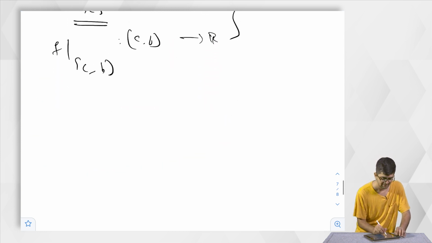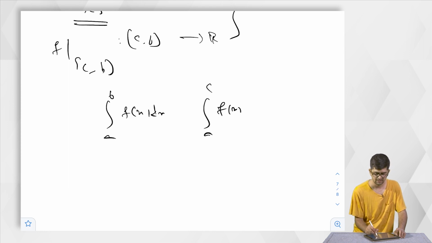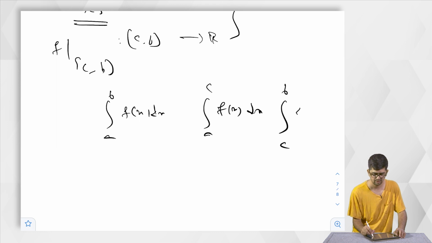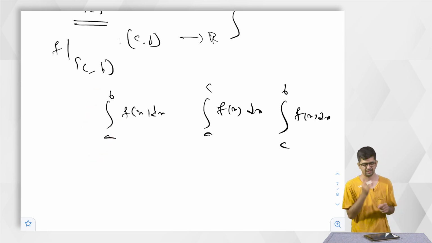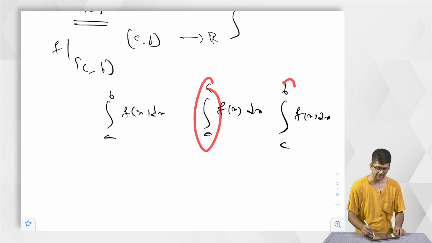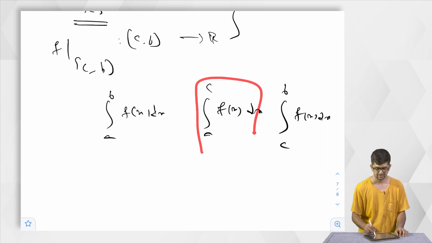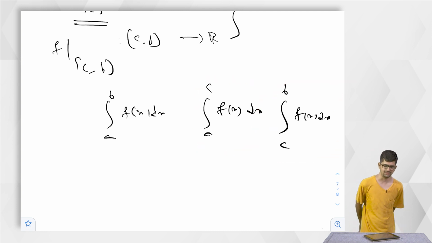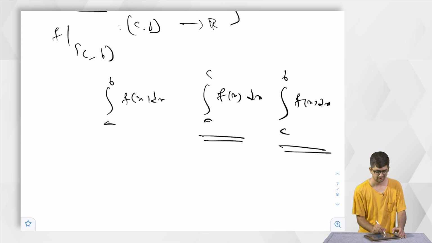So the question is the following: is there any relation between integral a comma b f(x) dx, integral a comma c f(x) dx, and integral c comma b f(x) dx? This whole thing, a to b, the corresponding interval, is a union of this and this. All we are asking is, does it help us to compute this once we know this and this? That is the question we will try to answer. Okay. So now using this, we will try to say something about this.